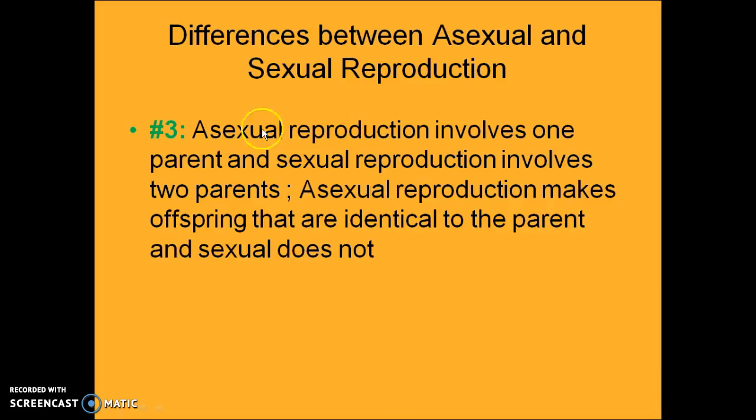So for the answer to that question, you should have something along the lines of asexual reproduction involves one parent and sexual reproduction involves two. So that's one major difference, the number of parents. The other major difference is asexual reproduction creates offspring that are identical to the parent, and sexual reproduction does not.